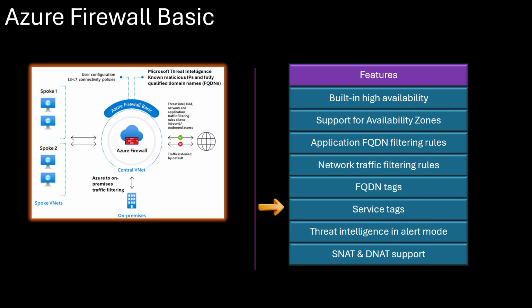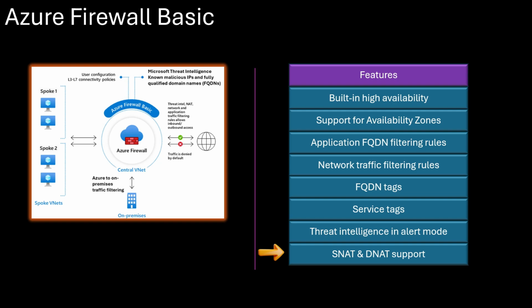Using Basic SKU, service tags let you group and manage network rules more easily by referring to entire Azure services like Azure Active Directory or Azure Monitor instead of manually maintaining IP address lists. In Basic, you get threat intelligence in alert mode only. If Azure detects known malicious IPs or domains, you will only get notified, but the traffic won't be blocked automatically. This is why it may not be suitable for mission critical workloads.